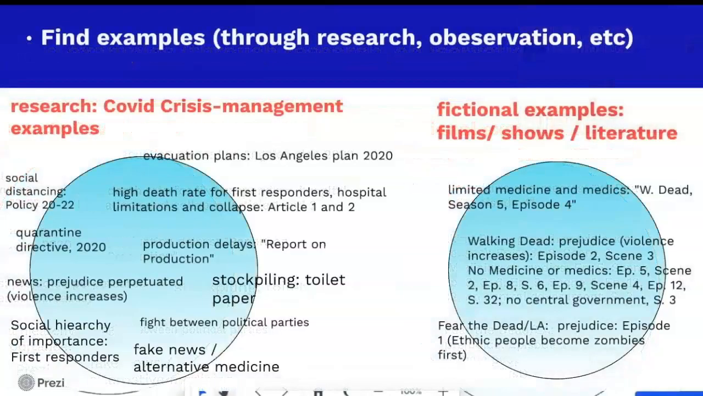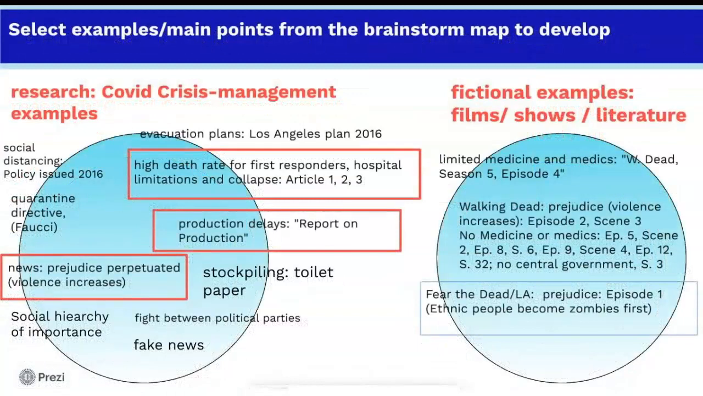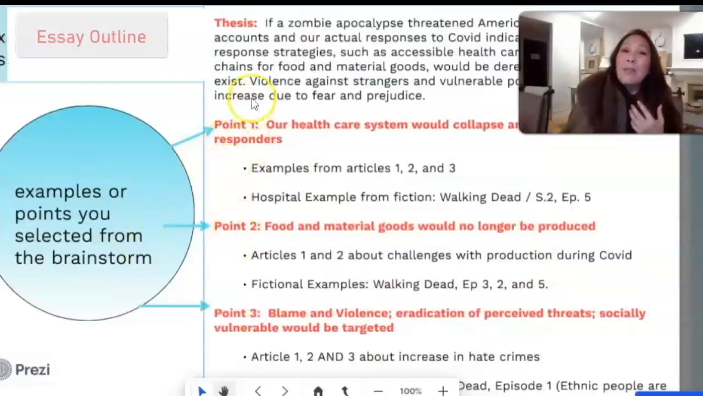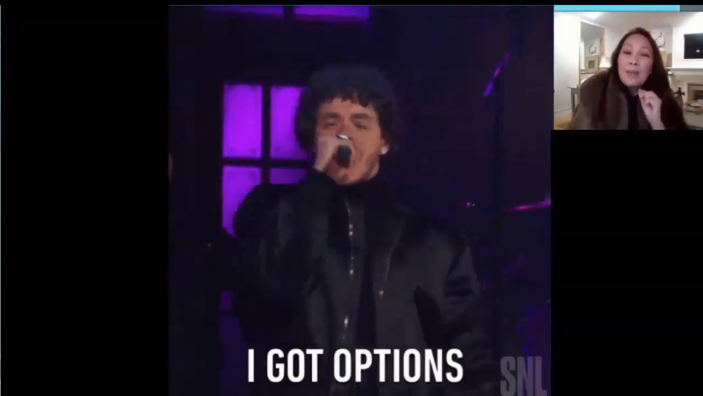We've been practicing, I'm going to pick from these assortments of examples and articles. Once I get my examples, I can write a thesis to help me focus. And in this case, I'll just use my points. I'll say, in a zombie apocalypse, I believe these are the 3 things that might happen. Once you select your most promising examples, then you can create your outline for your essay.